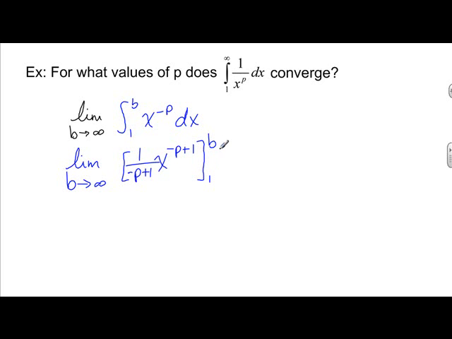The quantity 1 over 1 minus p, I would rewrite that as 1 minus p instead of negative p plus 1. That quantity, for all intents and purposes in this particular limit, that I've got highlighted in yellow there, is constant. So I'm going to go ahead and pull that out in front. So 1 over 1 minus p is multiplied by the limit as b approaches infinity of x to the 1 minus p power. And then that is evaluated from 1 to b.